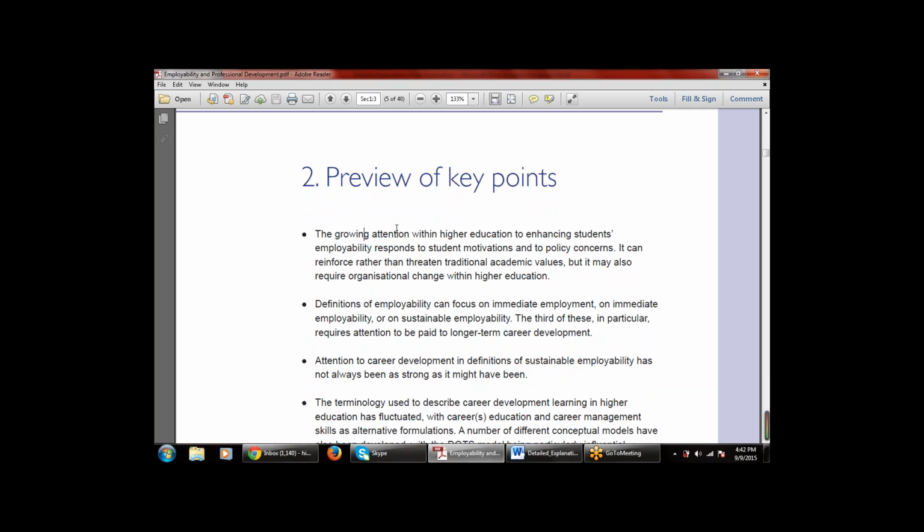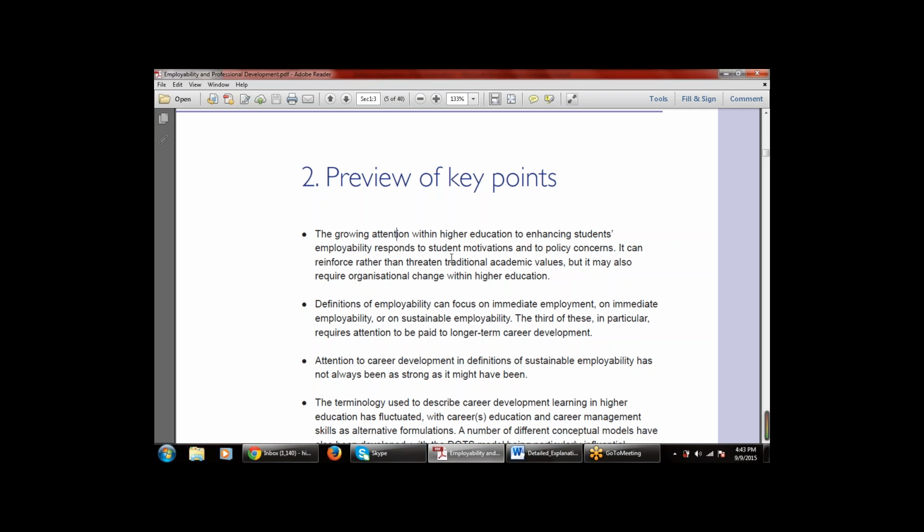So the first point is the growing attention within higher education to enhancing students' employability, in response to student motivation and to policy concern. It is a growing attention, that is, the focus within higher education is growing to enhance the students. Enhance means increase their capabilities, that is, enhancing students' employability.